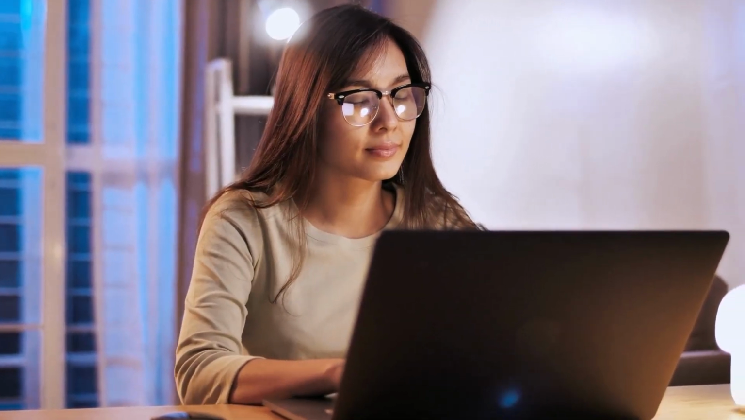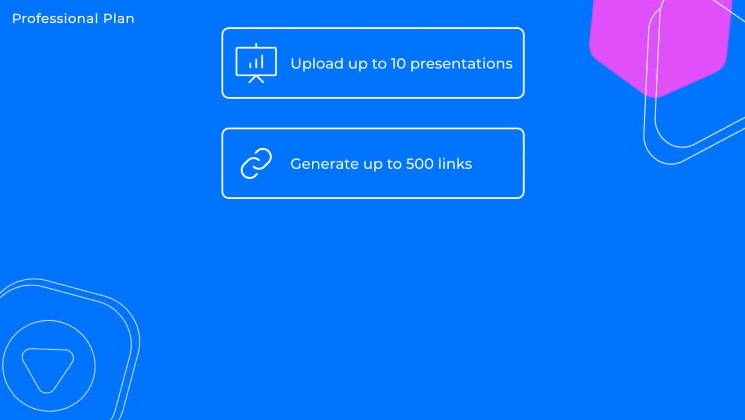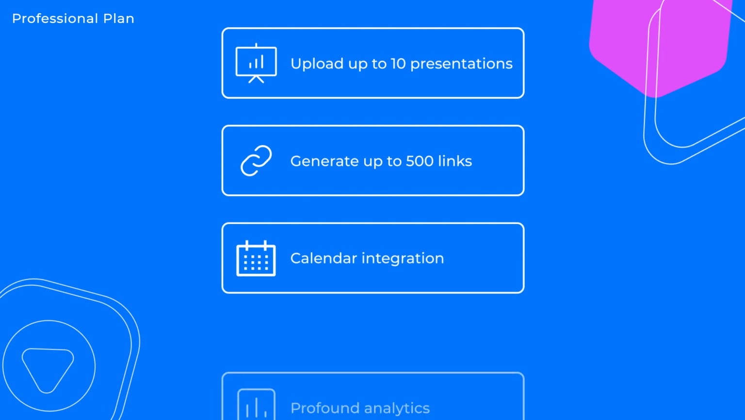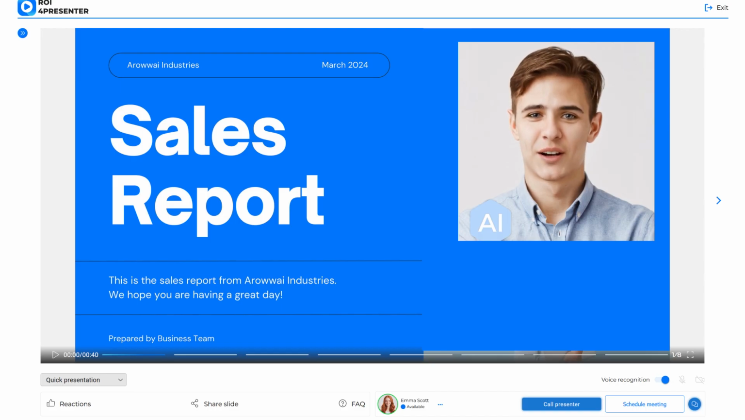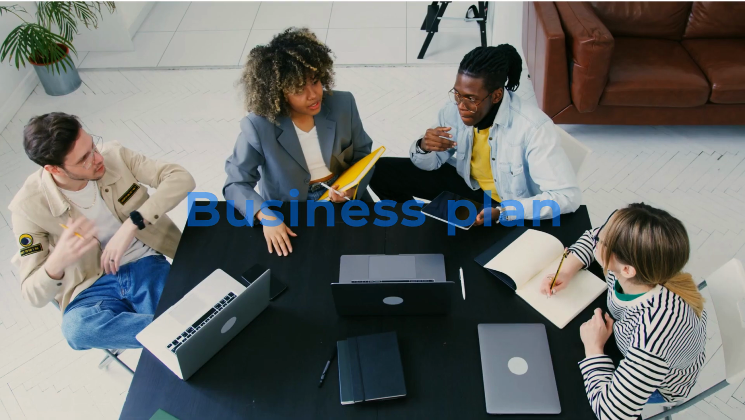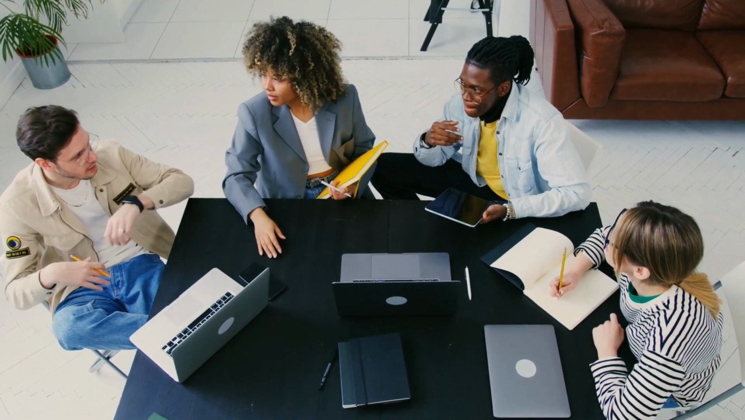Professional plan ideal for freelancers, educators, journalists, bloggers, coaches, and small businesses. The Pro plan offers more uploaded presentations, more links generated per month, ability to integrate your calendars, and profound analytics to increase audience engagement. This plan includes 40 credits for avatar generation, so you get up to 10 minutes of AI-generated video.